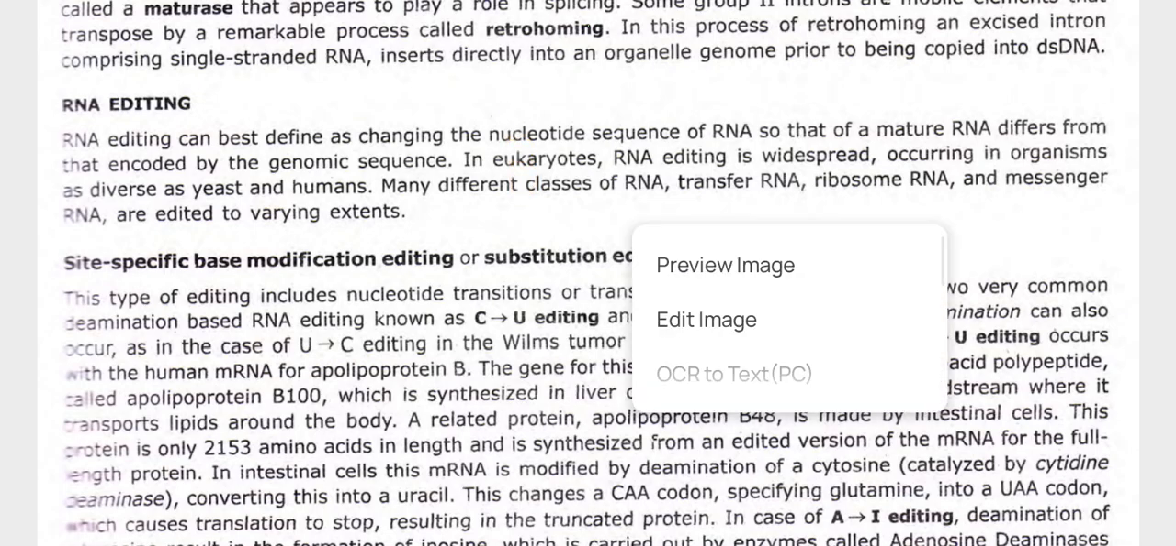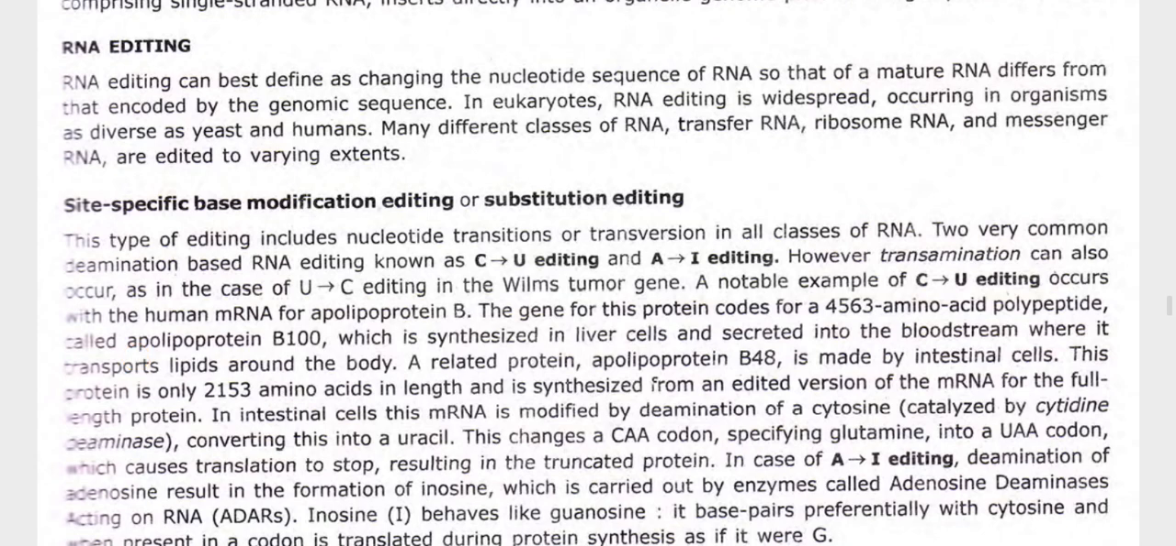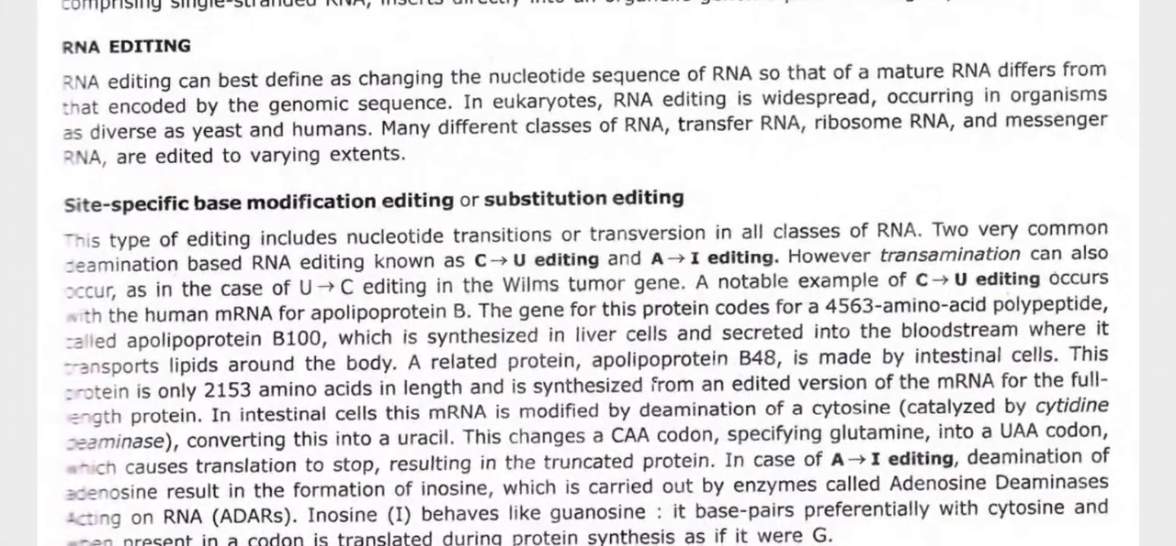Then RNA editing. RNA editing can best be defined as changing the nucleotide sequence of RNA so that the mature RNA differs from that encoded by the genome sequence. In eukaryotes, RNA editing is widespread, occurring in organisms as diverse as yeast and humans. Many different classes of RNA are edited: transfer RNA, ribosomal RNA, and messenger RNA are edited to various extents.